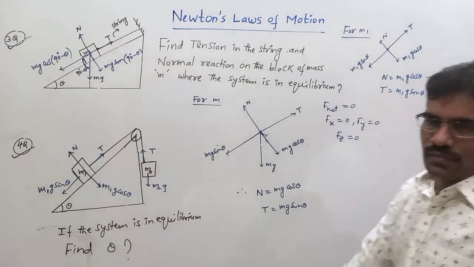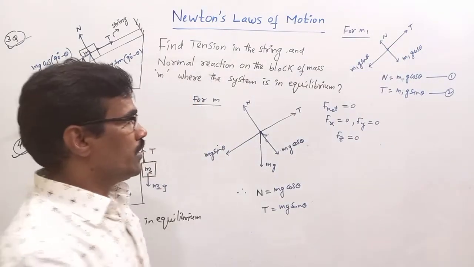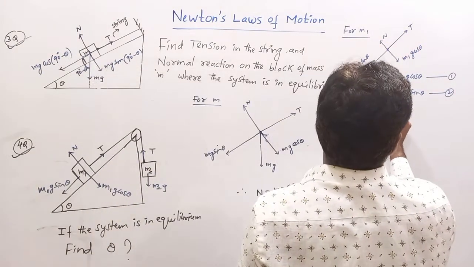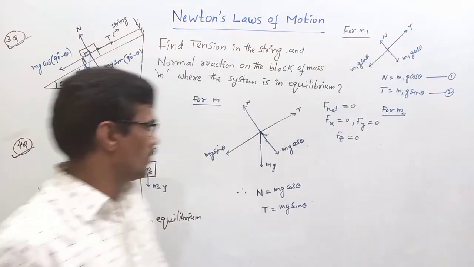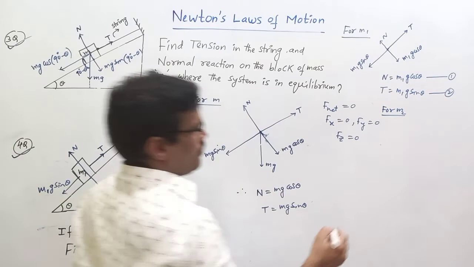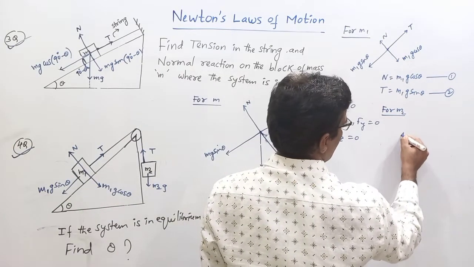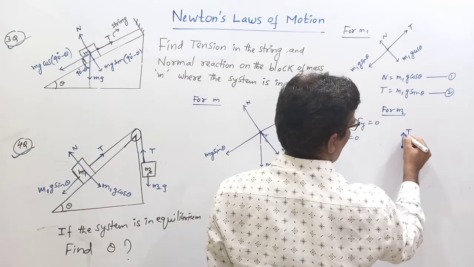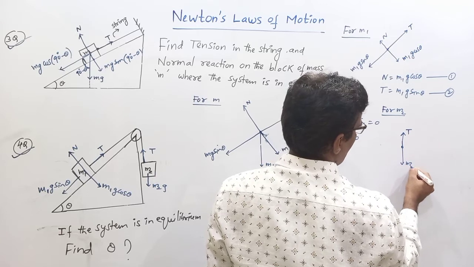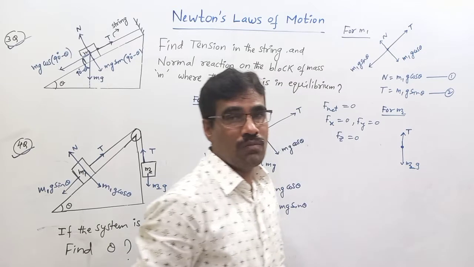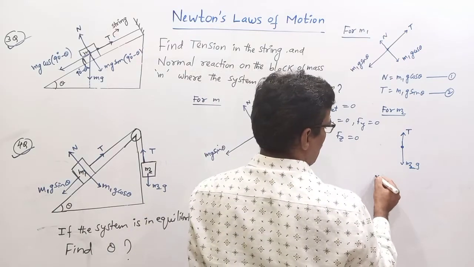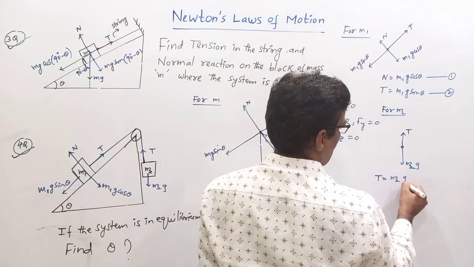Okay, then students, free body diagram for M2. For M2, listen, this is T upward, M2g downward. It is at rest, which means upward forces equal downward forces. That's why T is equal to M2g.